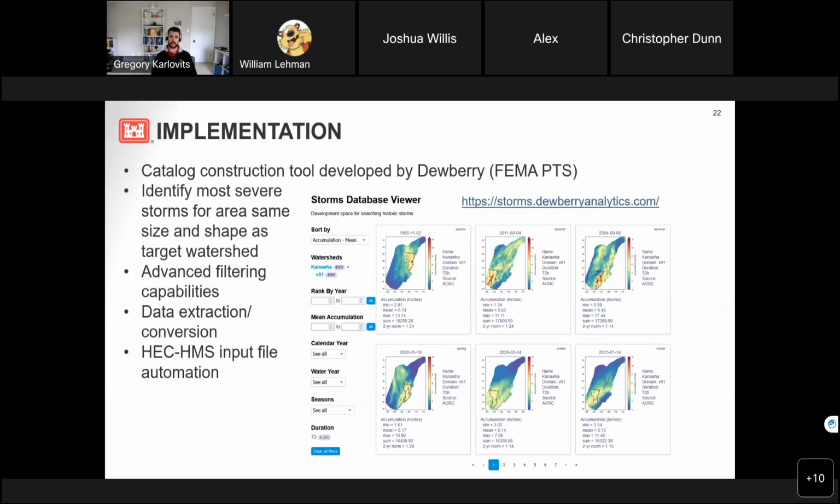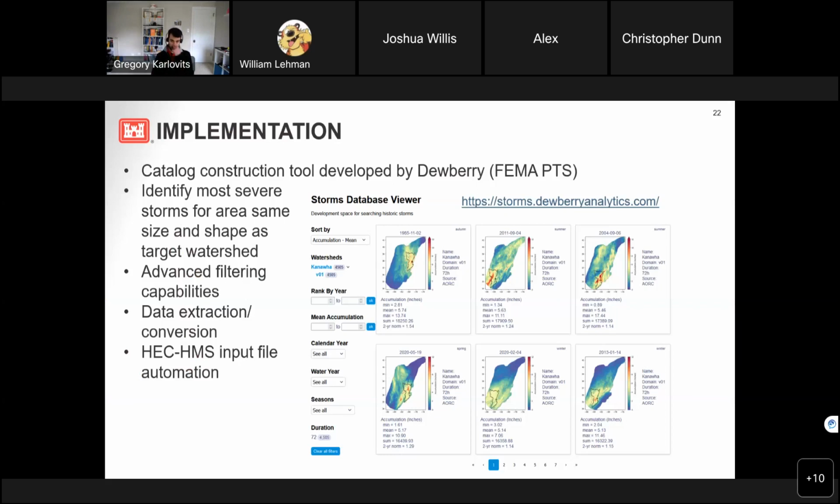To build a catalog, you could just look at how severe the storms are, but you have to have criteria to choose which ones you think are severe enough to keep. There are advanced filtering capabilities in here that let us parse all of the data that we've got into a neat little catalog of the selected storm events. This also performs data extraction and conversion.